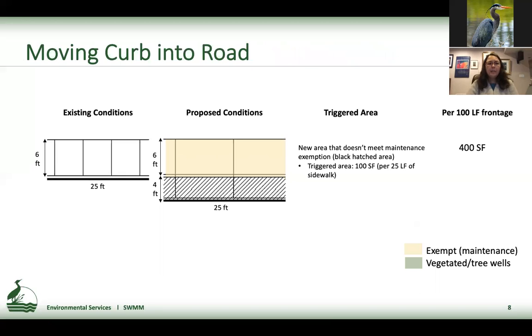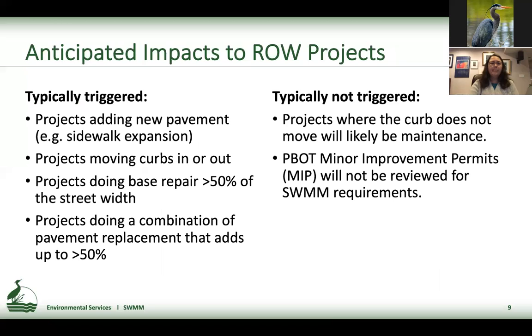This other scenario is where you're moving the curb into the road to make a wider sidewalk. Again, in this scenario, the hatched area will be stormwater applicable, but the tan area will be considered maintenance because it's replacing existing sidewalk in place.